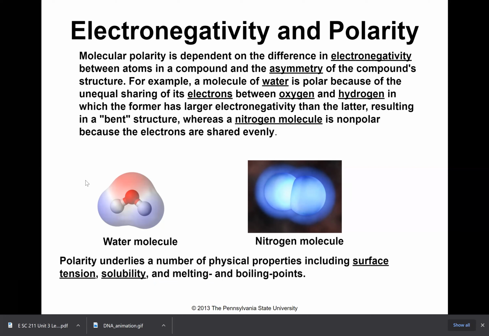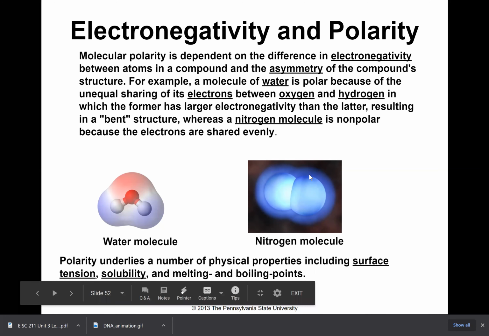So polarity underlies a number of physical properties, including surface tension, solubility, melting, and boiling points. So if a molecule is polar or nonpolar, it really affects all these kinds of properties.